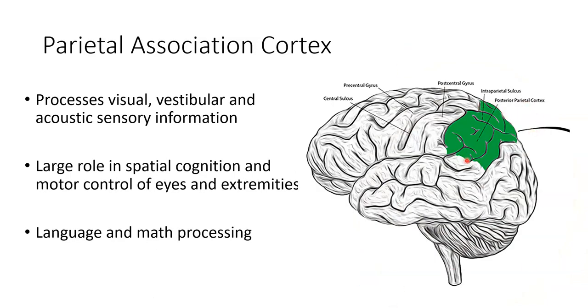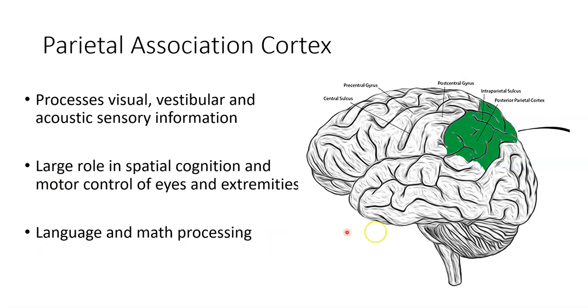Moving on, the next area that we want to remember is the parietal association cortex. This is the area that processes visual, vestibular, and acoustic sensory information. So this is important when you consider a movement as a whole. For example, using the same example, if you want to kick a soccer ball into a goal post, you will use a lot of your visual sensation. You also get feedback from how hard you kick the ball, because you will get some sensory feedback as well as auditory feedback. So your parietal association cortex processes all that information together to create a smooth movement.